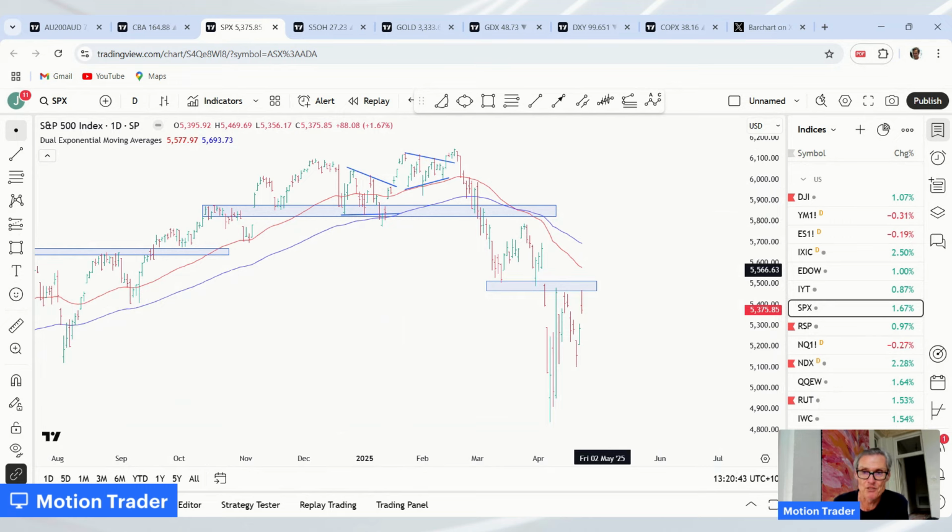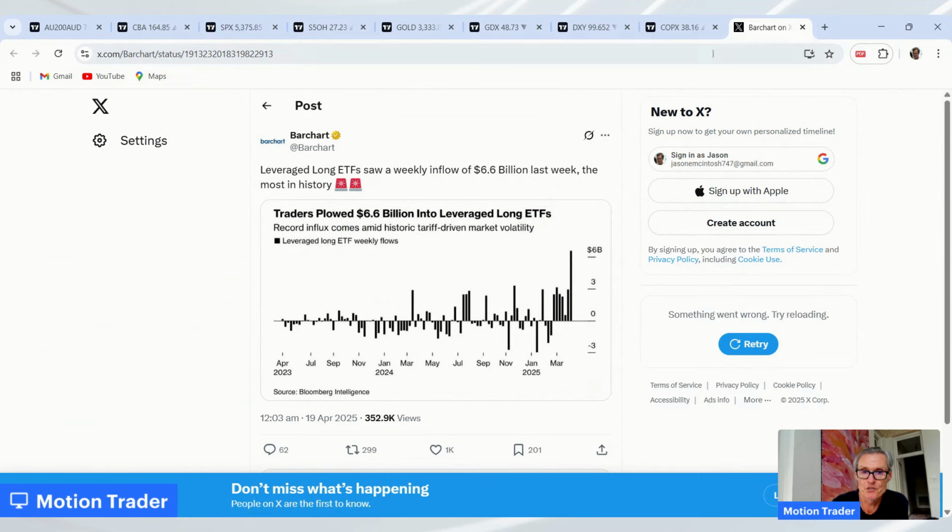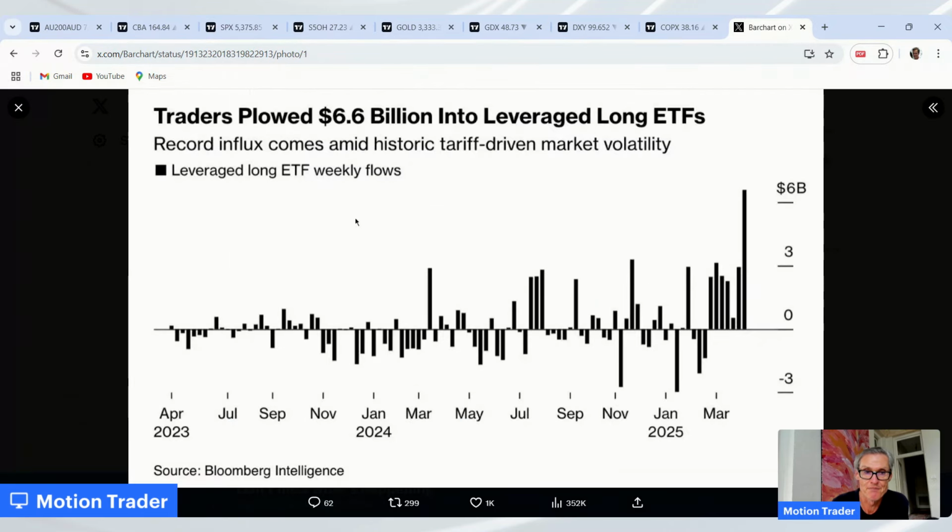Those sort of things are lining up. But I'll show you something which did bother me a bit. This turned up in my X feed through the week, and it comes from Bloomberg. What this is showing is the amount of money going into leveraged long ETFs. So 6.6 billion, and Bloomberg says that's a record inflow coming into leveraged ETFs. So not just regular ETFs, but ETFs where there's leverage. That might be 2 times or 3 times or whatever it may be.